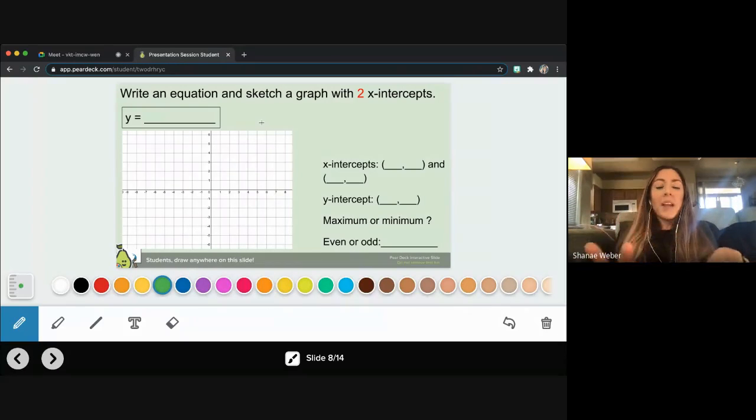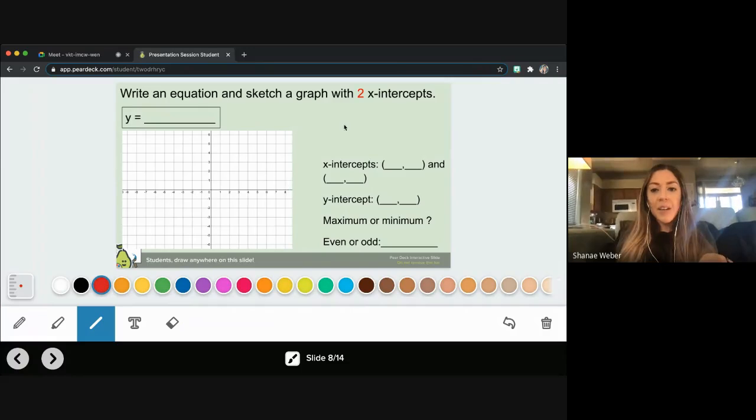So here we're going to write an equation and sketch a graph with two x-intercepts. So I'm going to underline that 2. Our first step here is we are going to pick two numbers on our x-axis. So this is our x-axis.